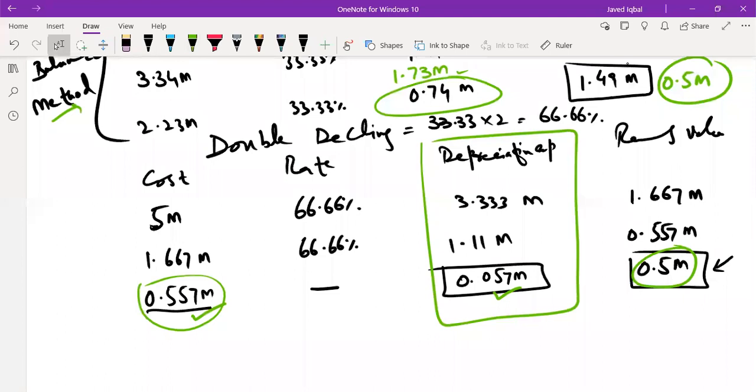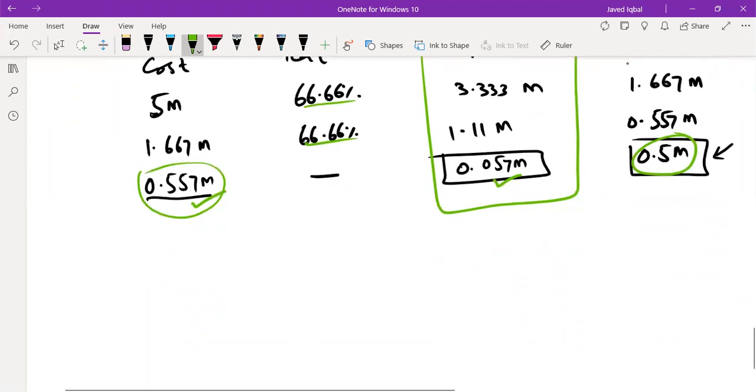Most of the organizations use the double declining balance method. So they would settle like this in the last year specifically. During the running years, they will easily be multiplying the double declining rate with the remaining cost and compute the depreciation expense for that specific year.